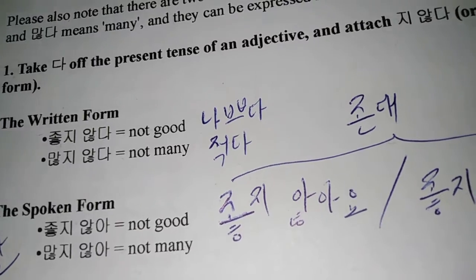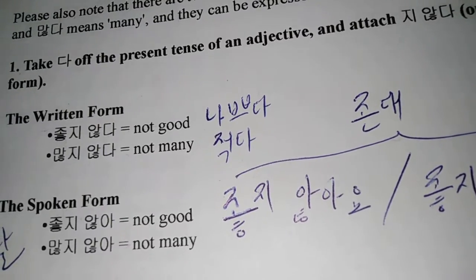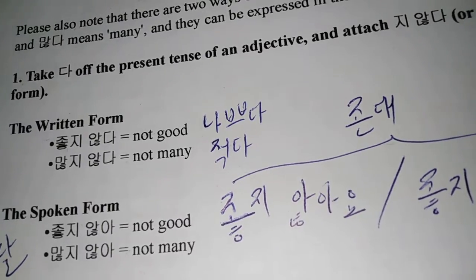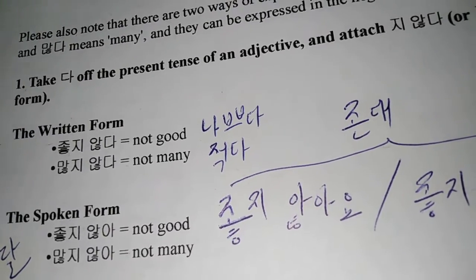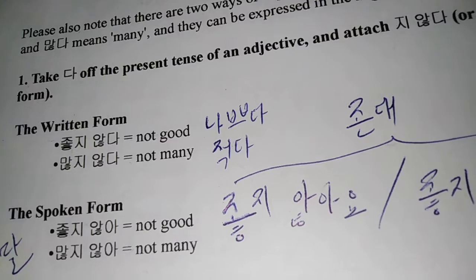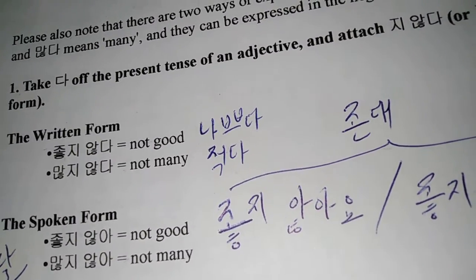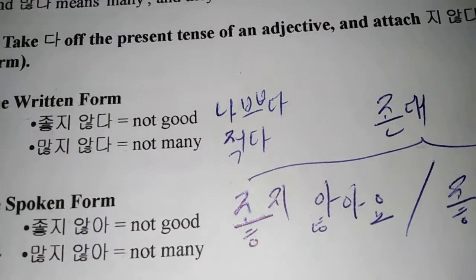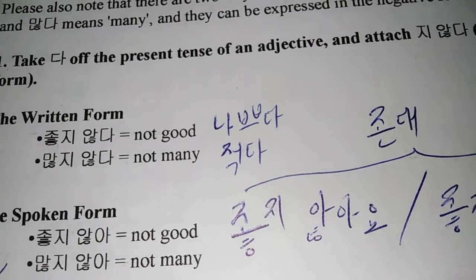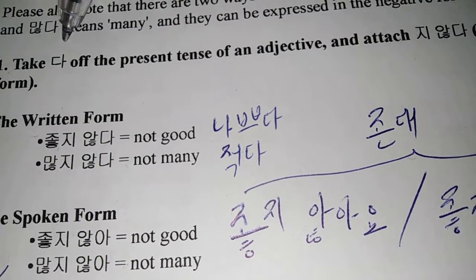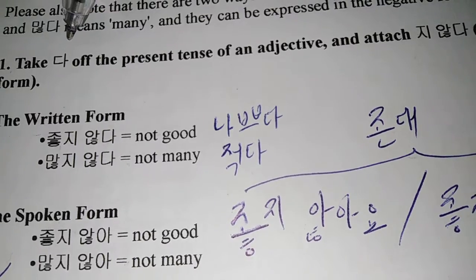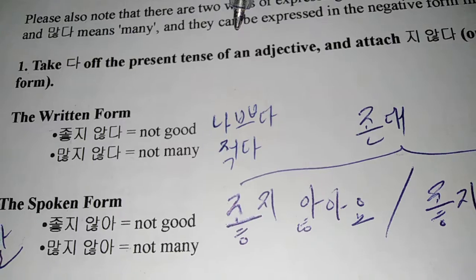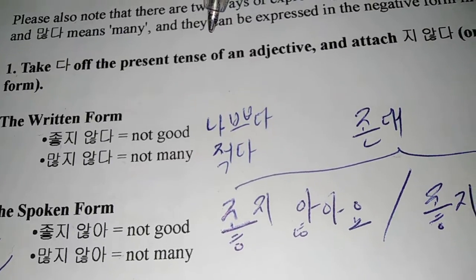So the first one, let's just take two adjectives as examples and see how things work. The first one is 좋다. 좋다 means good or like, that kind of meaning. Then 많다 means many. So suppose we have 좋다 or 많다. In both of those we have a da at the end. That is in the present tense. Even if it were the past tense, you would have a da at the end.